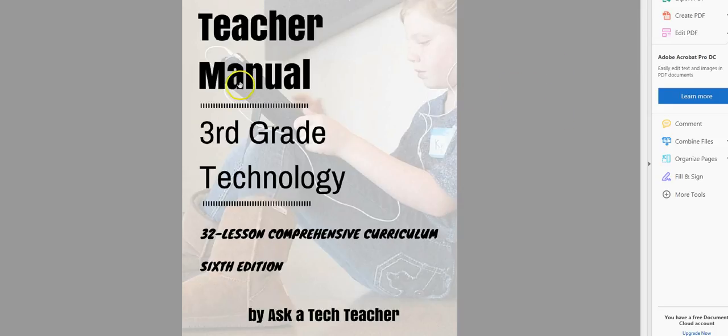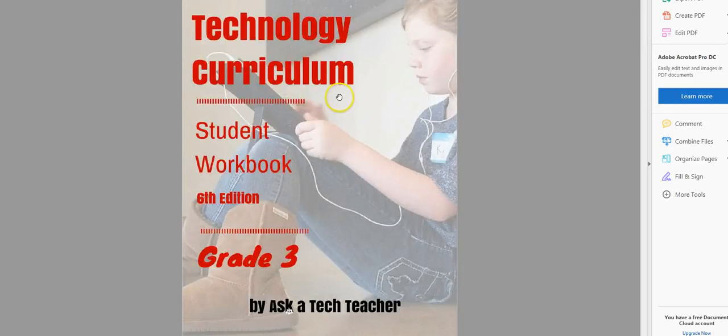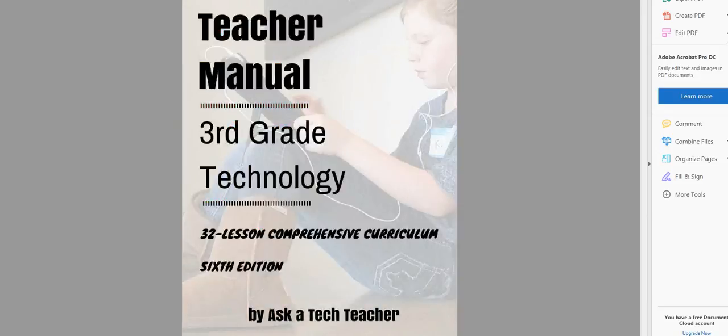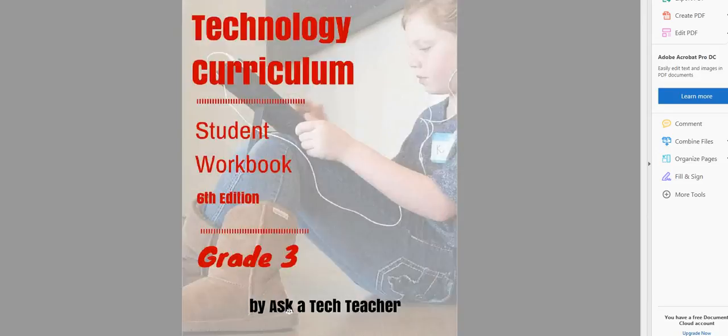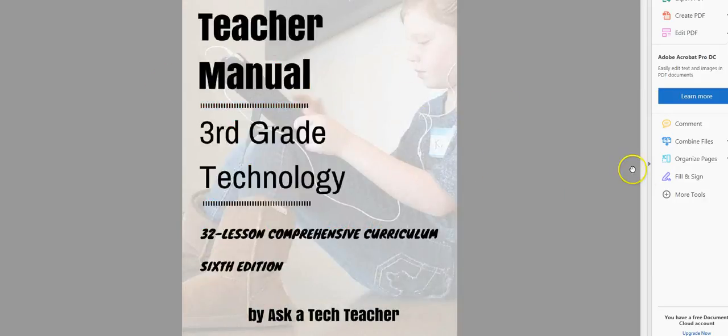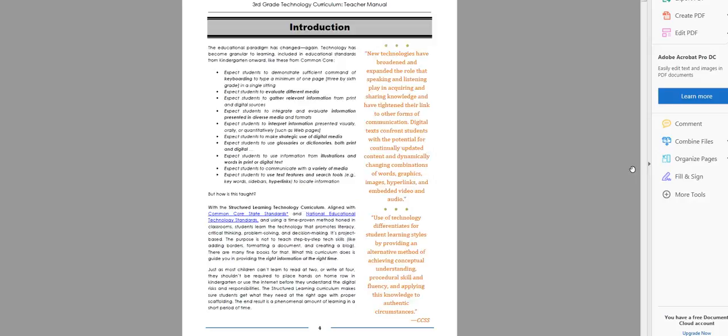So you'll see that this black manual is the teacher manual. You might also have the red manual, which is the student workbook. This is a separate purchase, so you might only have the teacher manual, but whichever one you have is fine. We'll go through both so that you can address the one that you have and integrate them as needed. So your teacher manual here is third grade, and I'll quickly go through the introduction, though hopefully you've watched the overview video that came right before this one. It's the first in the series.